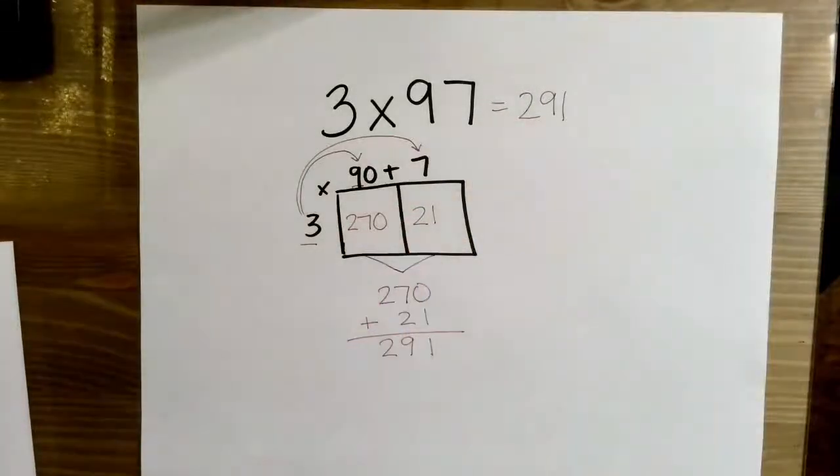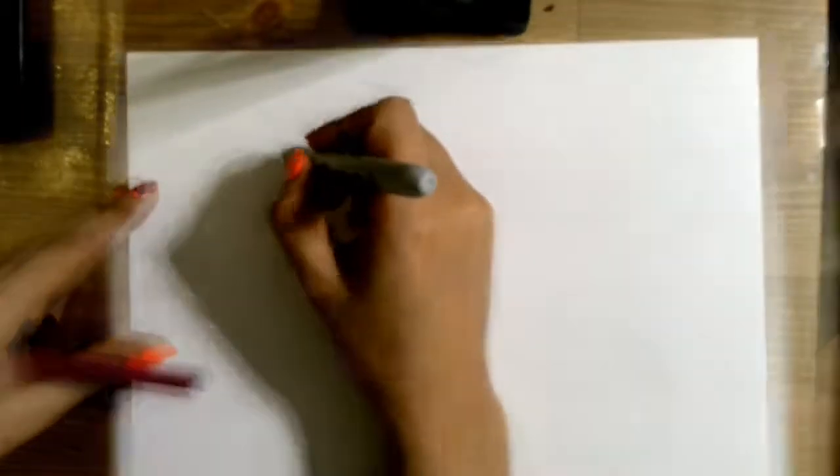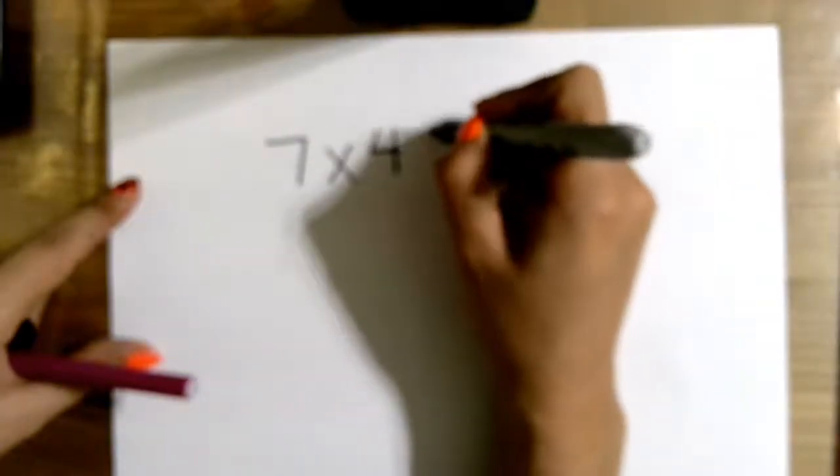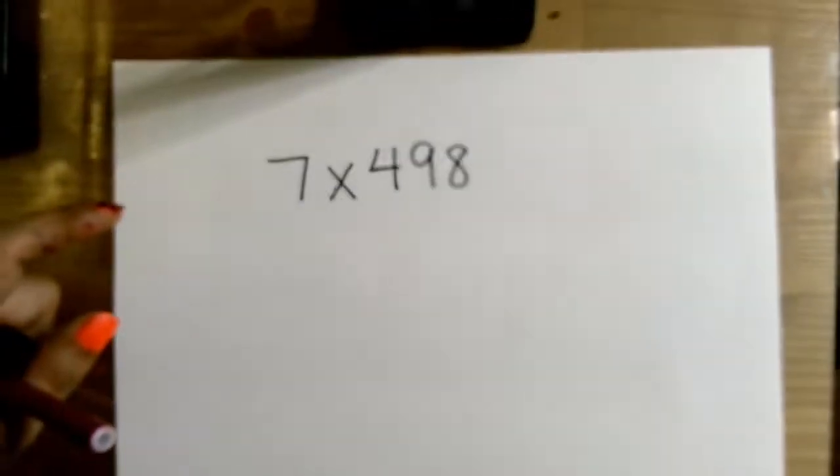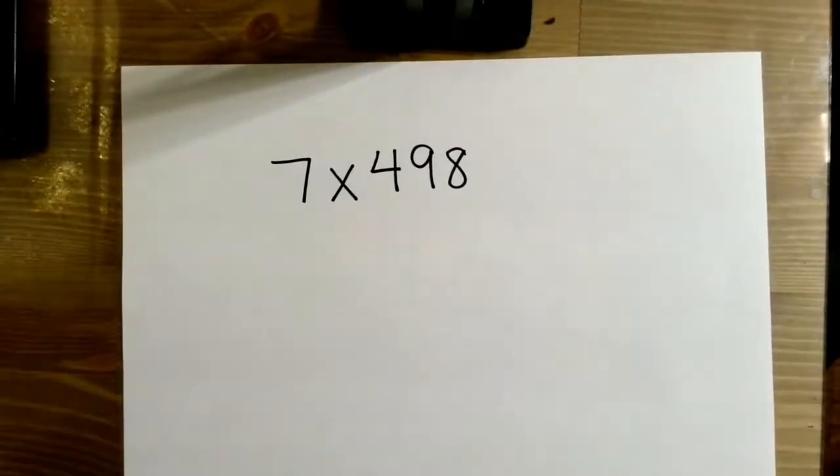Now that one I kind of did, so this one, try to do it yourself, pause it, solve it. Sometimes the number is only 2 pieces, sometimes it's 3 pieces. Depending on how long the number is, that's how many pieces your model needs to have. So let's say you have 7 times 498. Okay, so here's where you would pause the video, try to solve it by yourself using partial products.